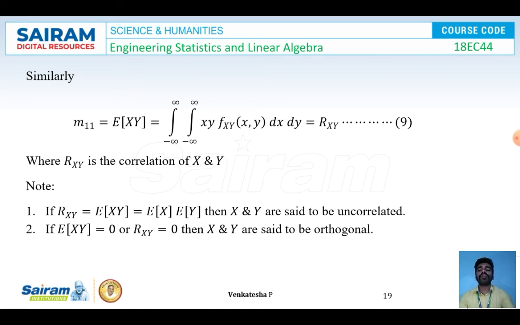A small note on this correlation: the correlation Rxy is equal to expectation of xy, and this will be equal to expectation of x into expectation of y when x and y are said to be uncorrelated. Second condition, if expectation of xy is equal to 0, or the correlation Rxy is equal to 0, then x and y are said to be orthogonal.